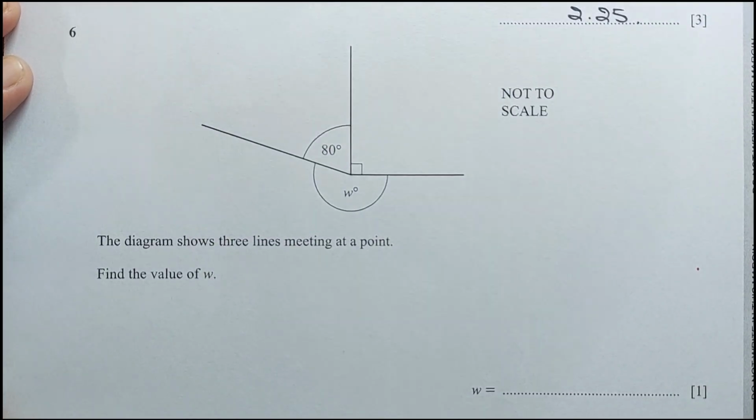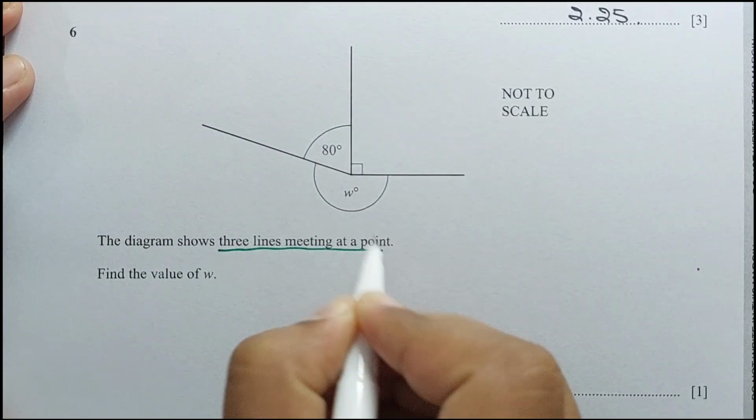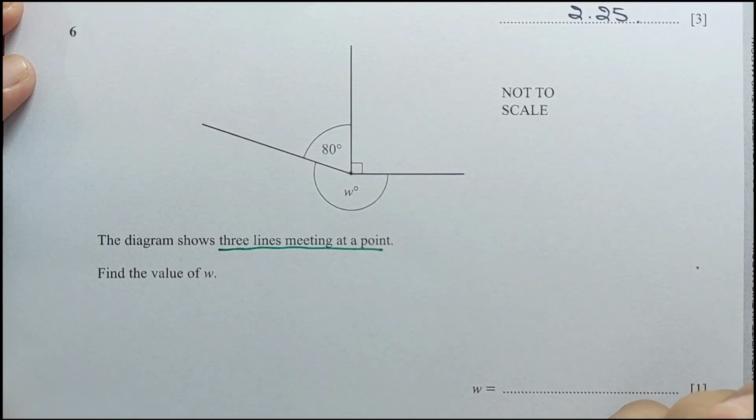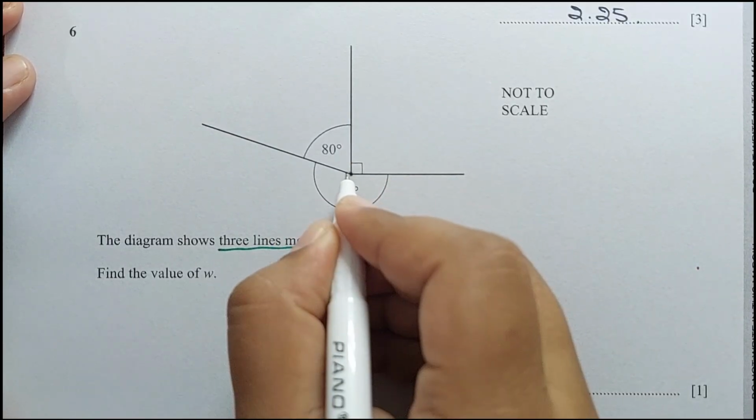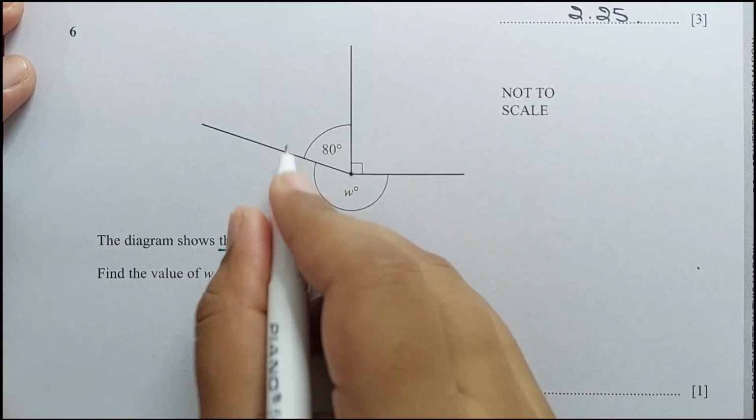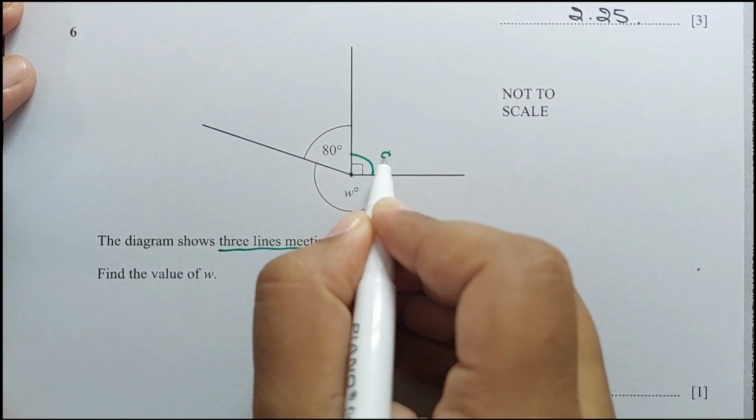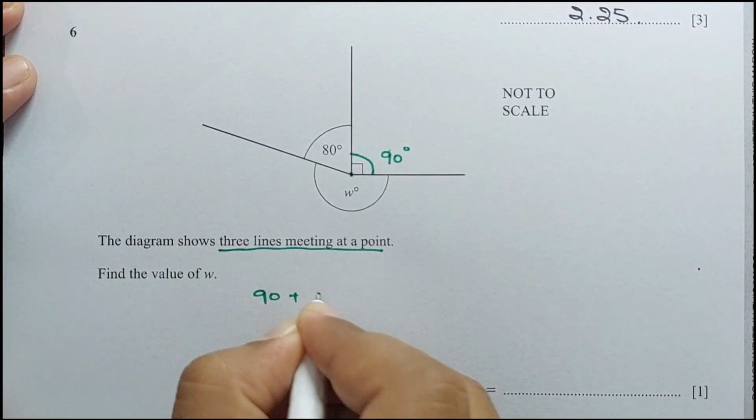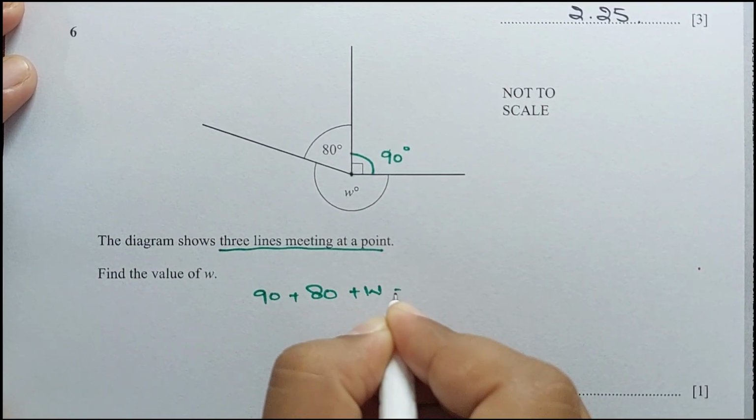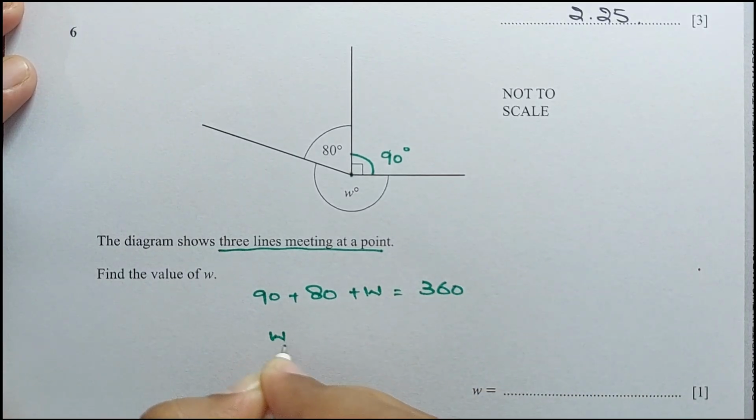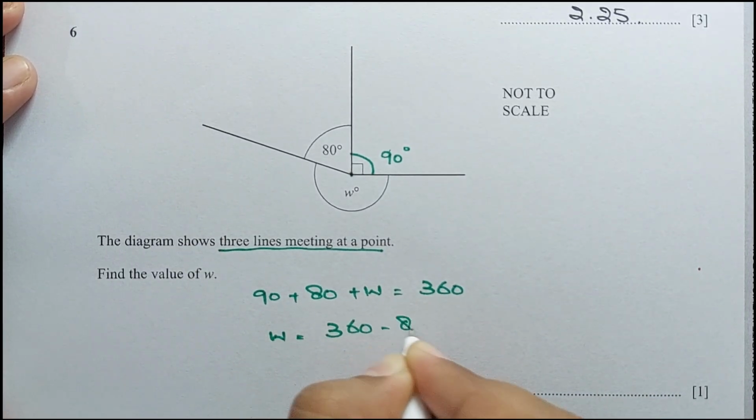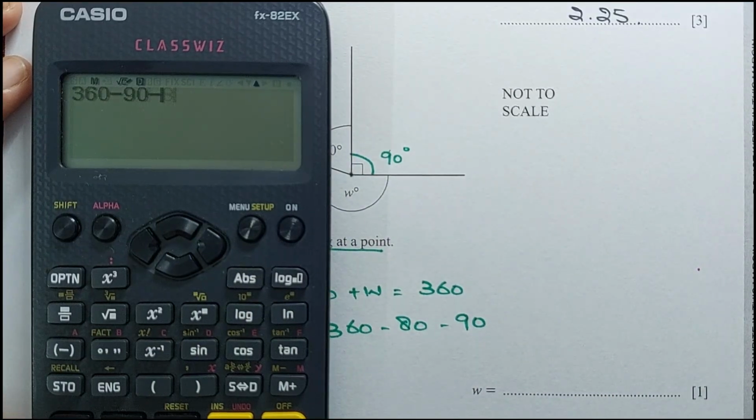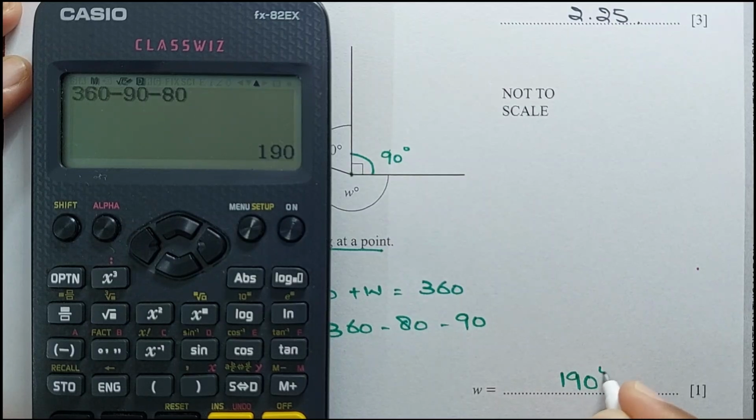Question number 6. The diagram shows 3 lines meeting at a point. Find the value of this W. As we know, angles add up at a point is 360 degrees. This angle is 90 degrees. This is 80. What is that angle? So the sum of 90, 80 and W equals 360. So W would be 360 minus 80 minus 90. 360 subtract 90 subtract 80. This is 190 degrees.